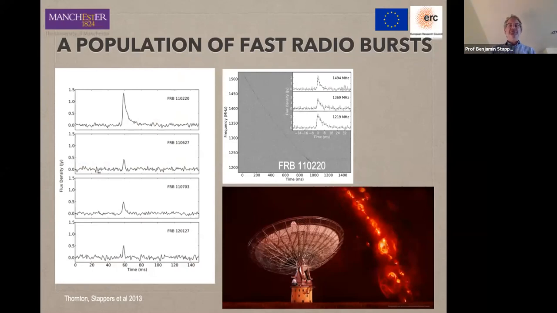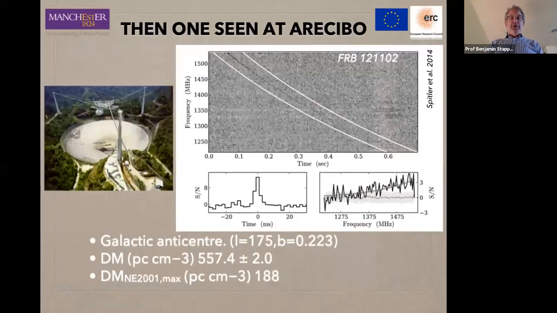There still was some skepticism about the reality of these bursts from some people, because these were all detected at the same radio telescope in Australia. And so perhaps there was something odd about that location. However, that all changed when the Arecibo telescope that I mentioned to you before made a successful detection of its first fast radio burst.